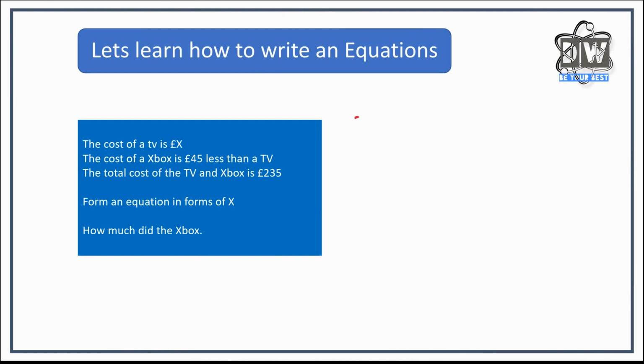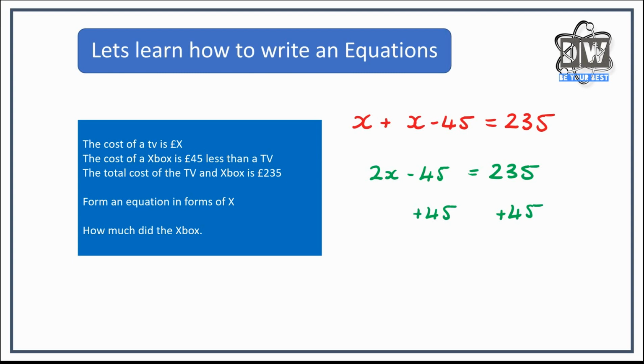Okay, cost of the Xbox. Here we go. So first things first. So we have x plus x minus 45, and that equals 235. We collect the like terms, so 2x minus 45 equals 235. Add 45 to both sides. We end up with 2x equals 280. Divide both sides by 2. And we end up with x equals 140.